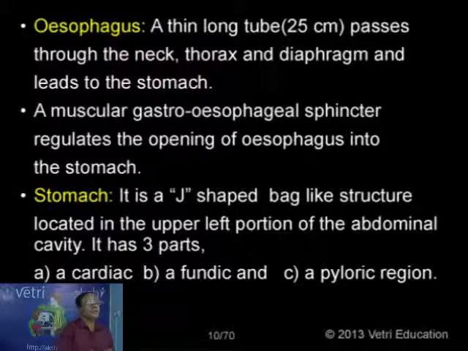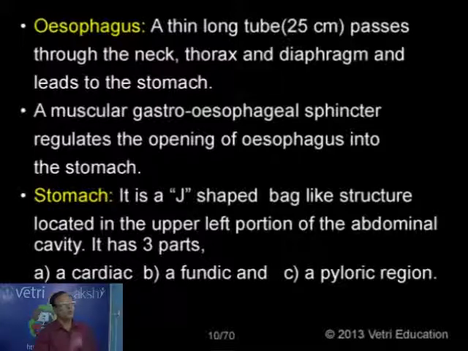Now the next one is the esophagus. The oral cavity leads into the pharynx, from where it leads to the esophagus. It is the only place where no digestion occurs. The total length of the esophagus is about 25 cm. It is mainly made up of smooth muscles and also the mucous lining.